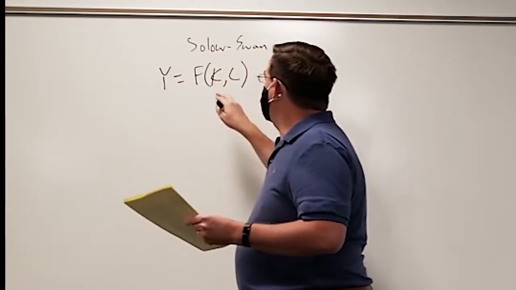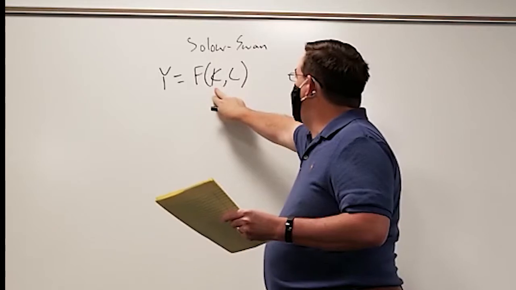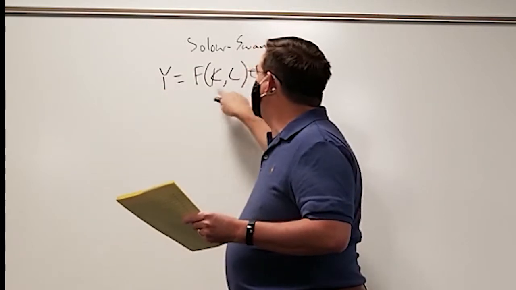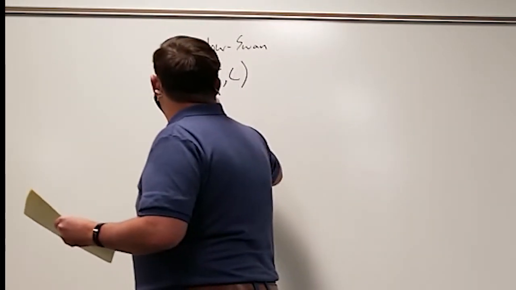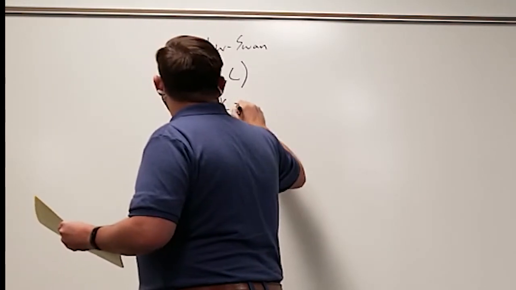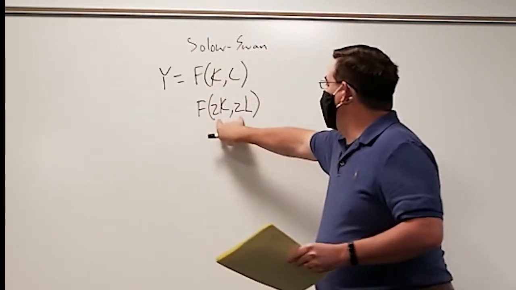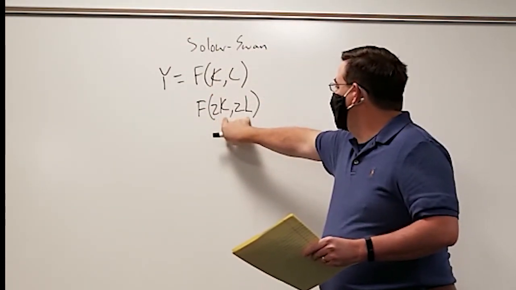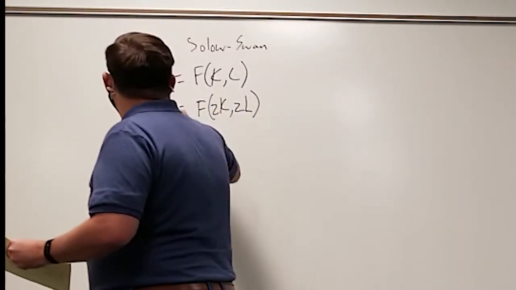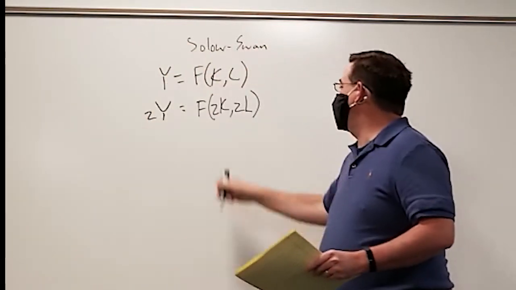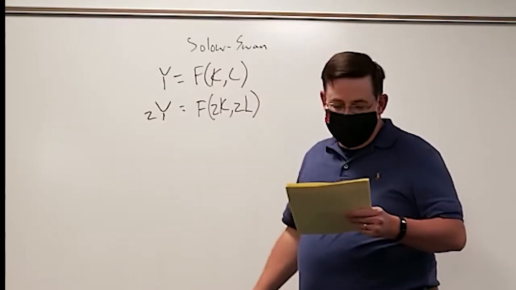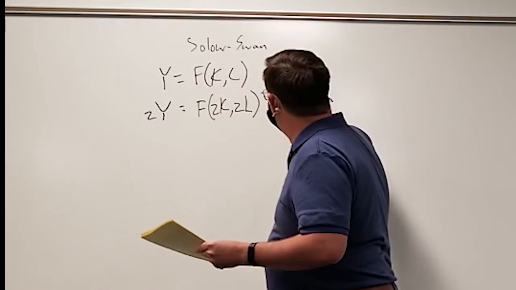So the idea is that as we change the amount of capital and labor together, proportionately, our output changes in the same proportion. The way that's shown is that F of zK and zL, if we augment capital and labor by the same amount, then the output changes in the same proportion. So if we have 10% more capital and 10% more labor, what comes out is 10% more of everything. This assumption is called the constant returns to scale assumption.